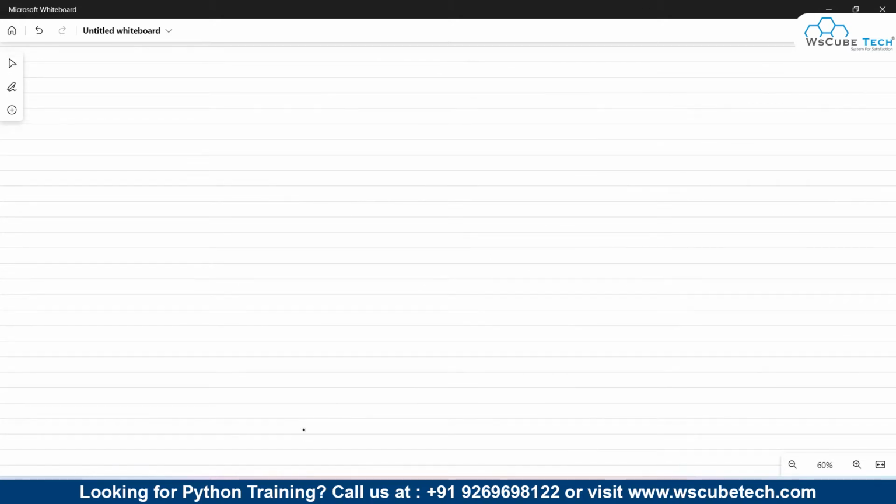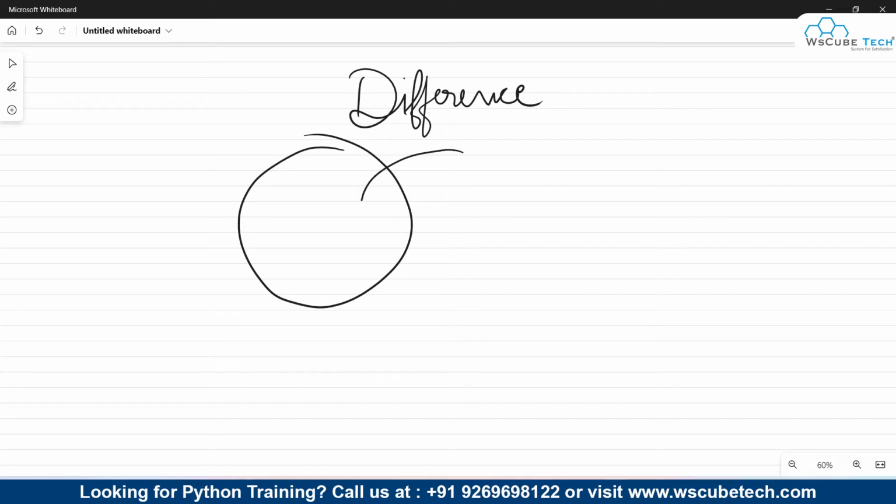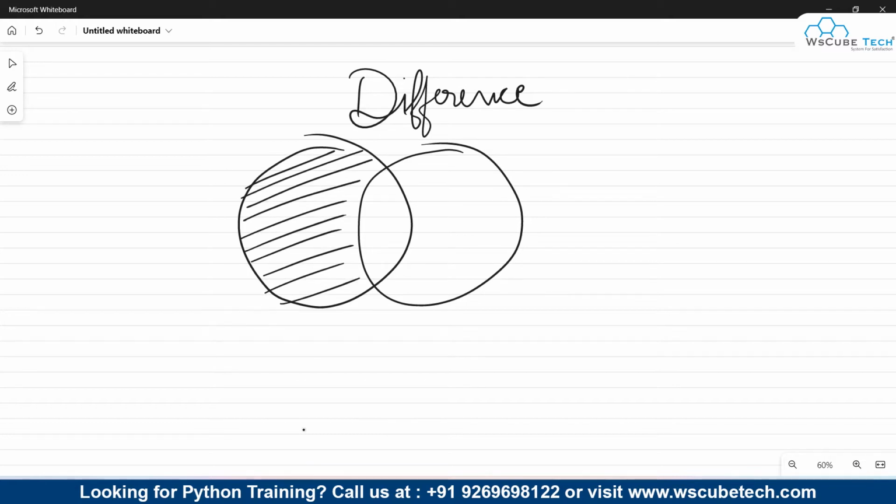Moving ahead, let's talk about the next function over here, that is difference. What would difference give us? Suppose we have this set and another set B. And if I say A difference B, so A difference B will give us all the elements which are there in A but not in B. That means we will not get the common elements. Also, we will not get the elements which are there in B.